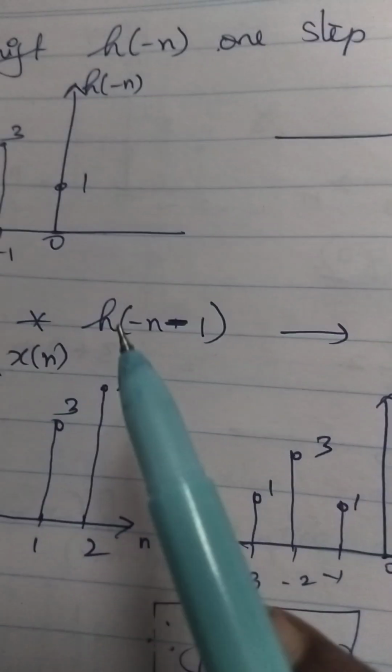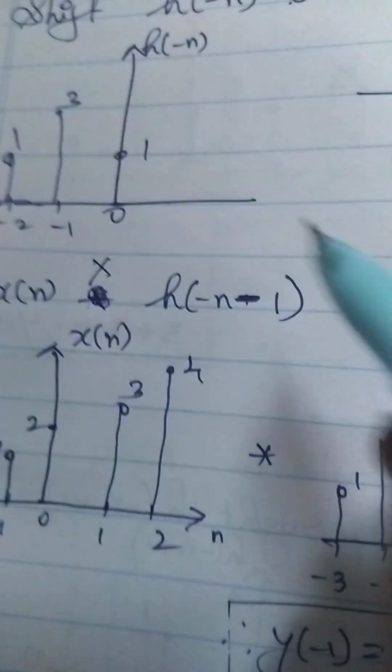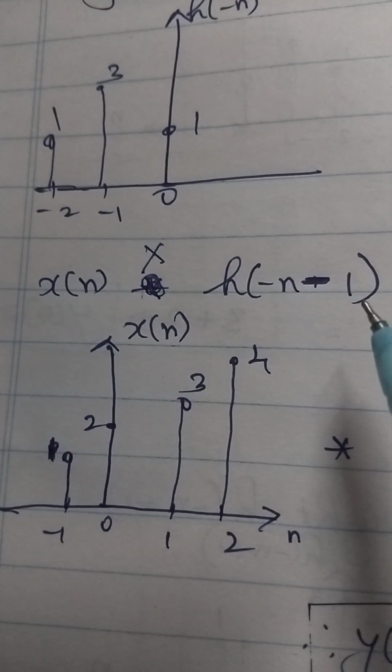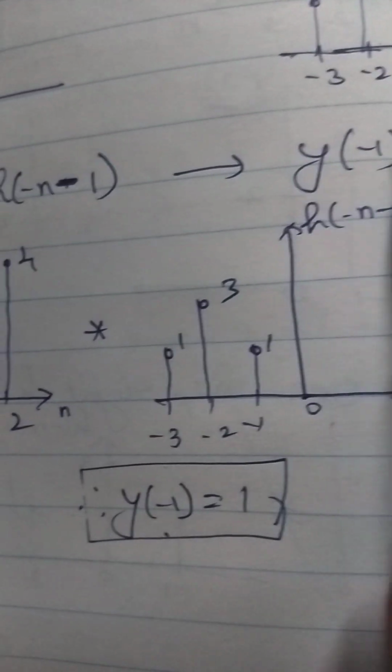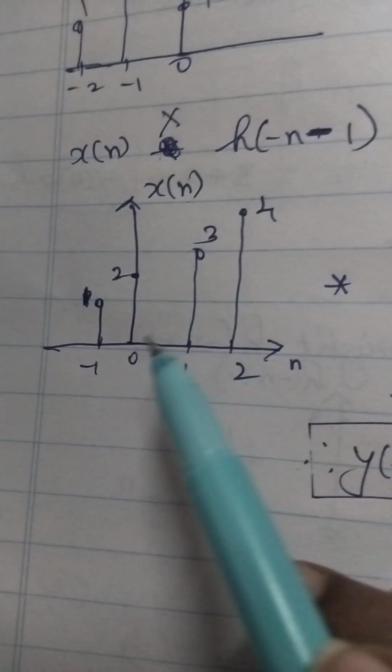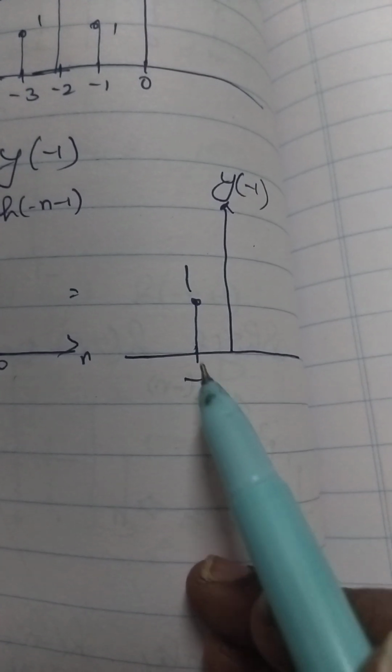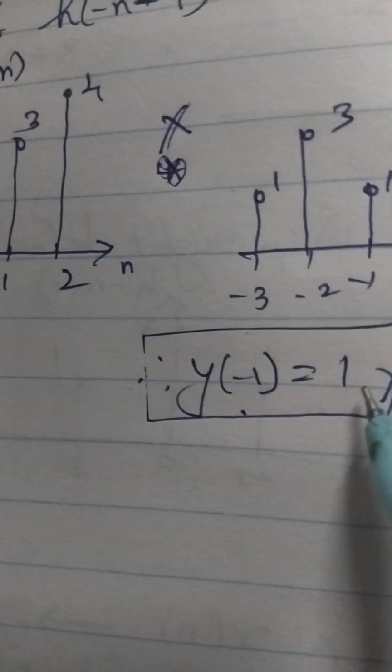Now the next step is you will multiply with x of n. It is not convolution, it is a mere multiplication. You are going to multiply the x of n value with h of minus n minus 1 to get your y of minus 1 value. Here I have drawn your x of n. Here I am going to multiply it, just multiplication, not convolution, with your h of minus n minus 1 value. Similar to the previous step, you will multiply location wise and you are getting the output as 1 at minus 1. So this is your y of minus 1 is equal to 1 answer.